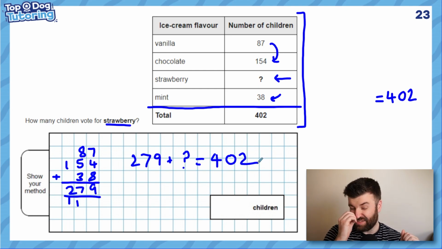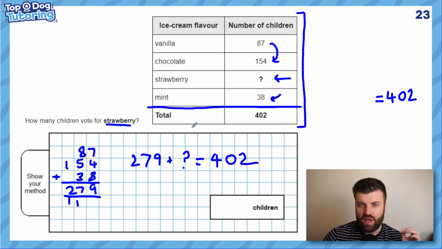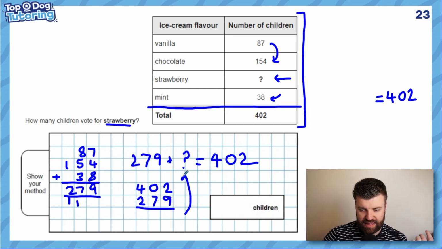402. This is very common in the arithmetic tests. When it's written like this, lots of you will be able to work it out. Well, what do we need to do? Well, we need to take the total, which is 402, and take away everything we're given so far, which we worked out was 279. And whatever we're left with will be this gap here that we add to 279 to get back to 402.